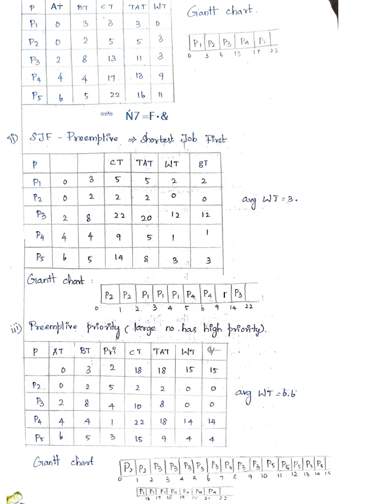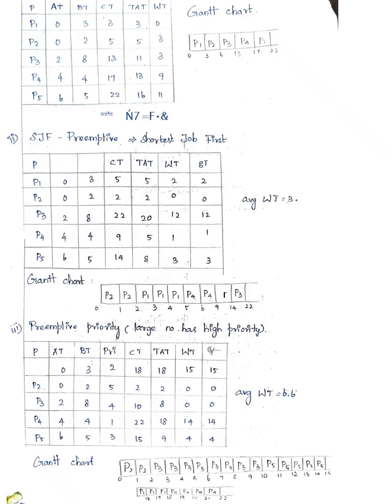Then it will go to the next process, that is P3. Its burst time is 8, so 5 plus 8 is 13. Then P4. Here the burst time is 4, so 13 plus 4 is 17. Then P5 will come. For P5 we have a burst time of 5, so 17 plus 5 is equal to 22. That is the completion time.